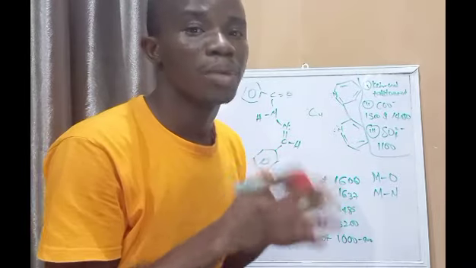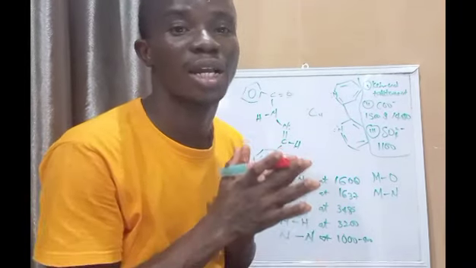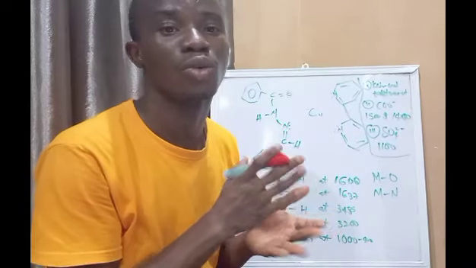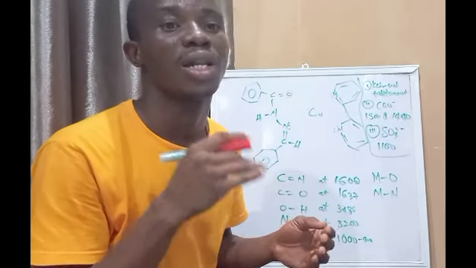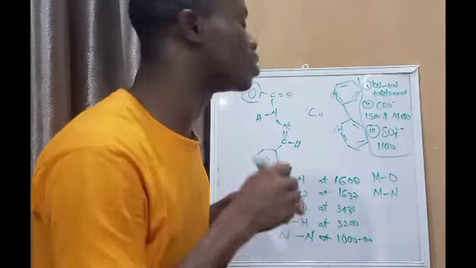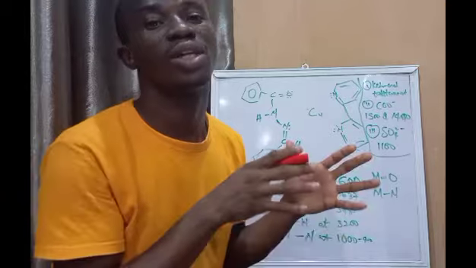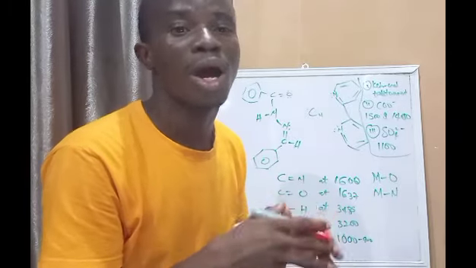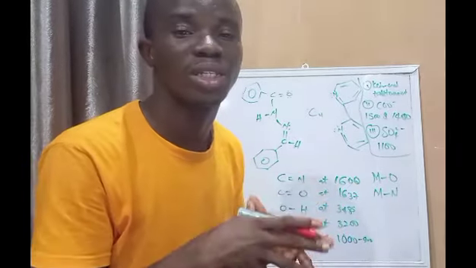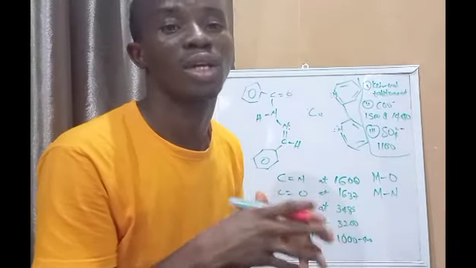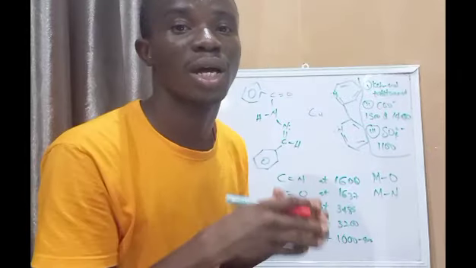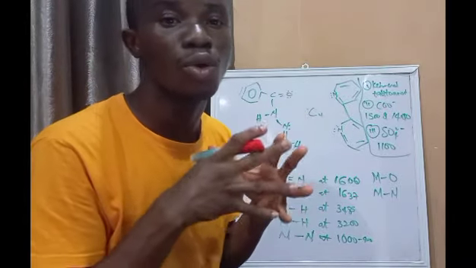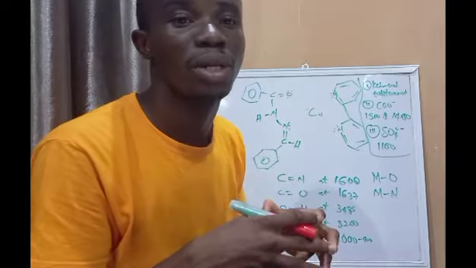Based on the type of organic ligand used, we can have a heteroleptic metal complex and we can also have a homoleptic metal complex. A heteroleptic metal complex implies that we have two different organic ligands coordinated with a metal atom. But when you have the same organic molecule coordinated to a metal atom, then you can say you have a homoleptic metal complex.